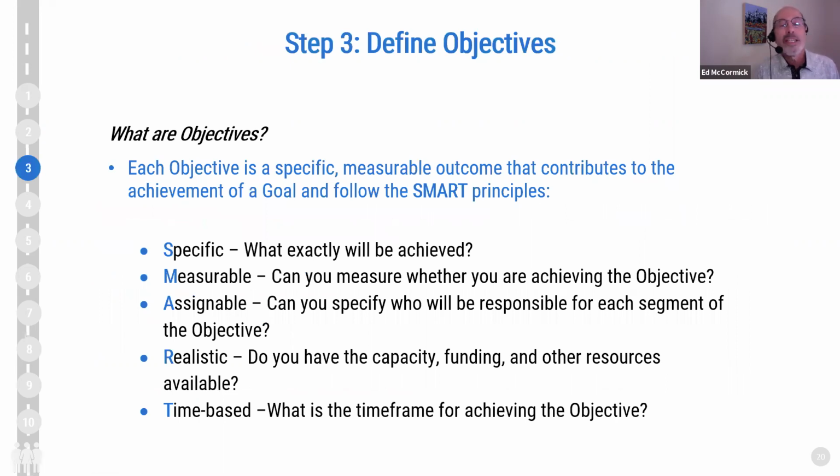So under each goal, typically 1 or more, oftentimes it could even be 2 or 3 objectives per goal. And the idea here is to identify something that ultimately is measurable, that will contribute to the achievement of that goal, and follow the SMART principles. Okay, specific, measurable, assignable, realistic, and time-based. So you can see that we're already starting to drill down from the goal level to something more specific. Next slide will enlighten you a bit on example objectives.